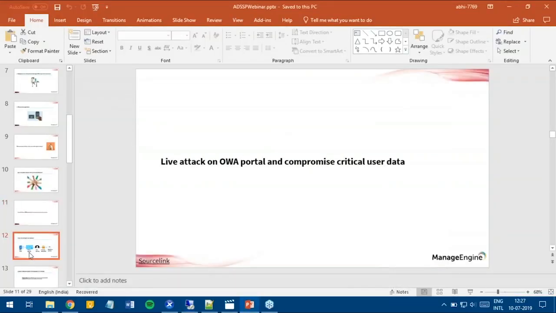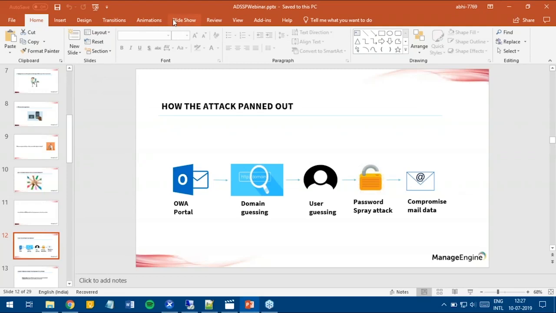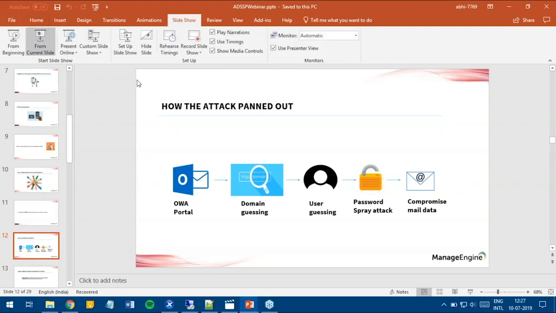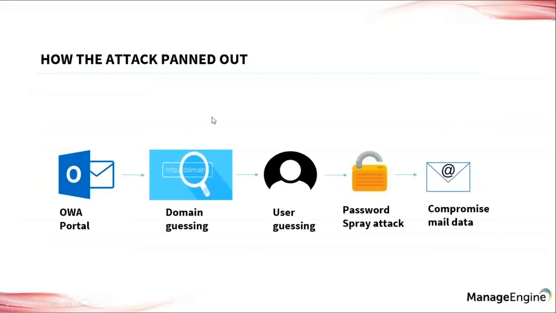And this is how the attack panned out. We started off with basically no information. We didn't know the domain names. So we started guessing a list of probable domain names. And then we tried a list of probable usernames against the domain. And once we found a valid user, we performed a password spray attack. Now, this attack is in such a way that no user account gets locked up.